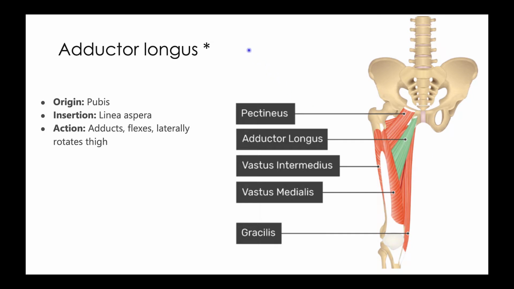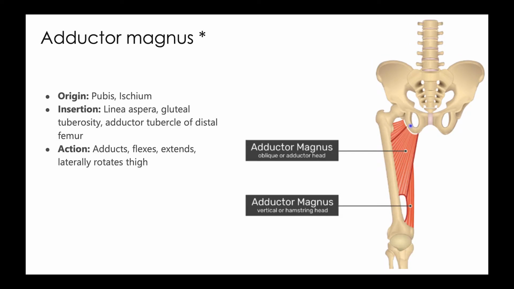Our adductor longus, note we've got an asterisk here, so our origin is our pubis, right up here, and our insertion is the linea aspera on that femur. So again, it's going to adduct, it's going to flex, and it's going to laterally rotate our thigh. Adductor magnus, we need to know its origin and insertion. Here the origin is the pubis and the ischium. Our insertion is the linea aspera, gluteal tuberosity, and adductor tubercle of the distal femur.